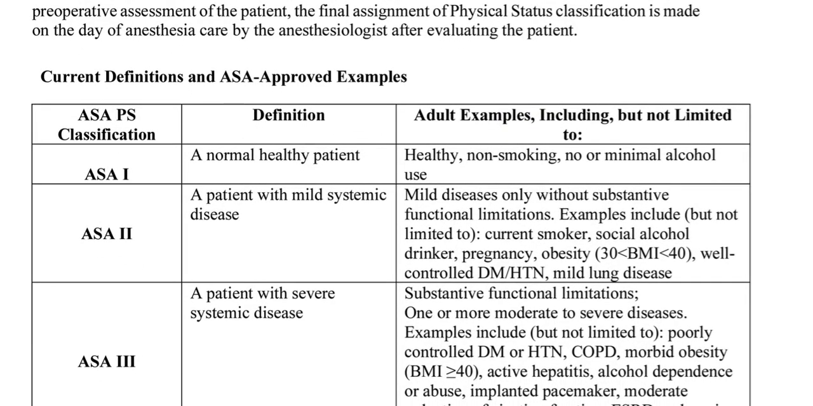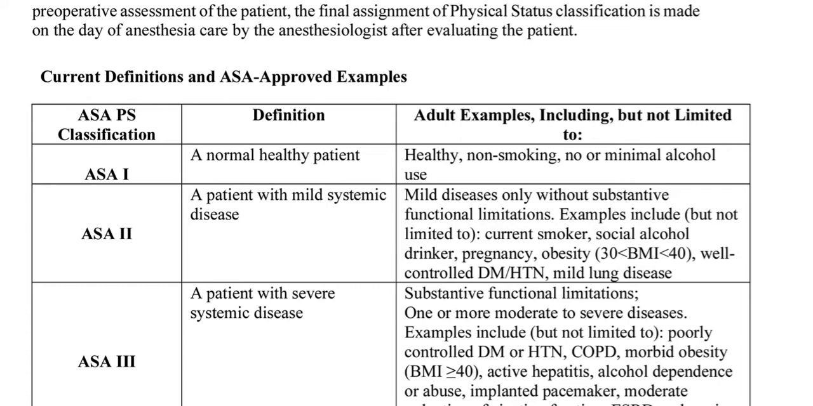First, ASA 1, that is for a normal healthy patient. Example: healthy, non-smoking, no or minimal alcohol use. You have to remember the examples so that you can easily remember the classification. So ASA 1 is for a normal healthy patient.